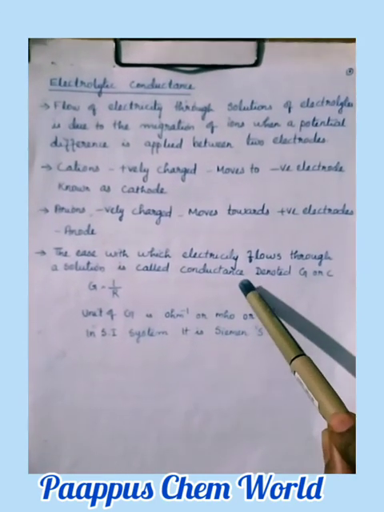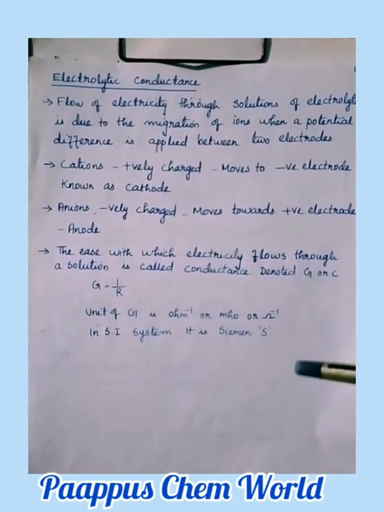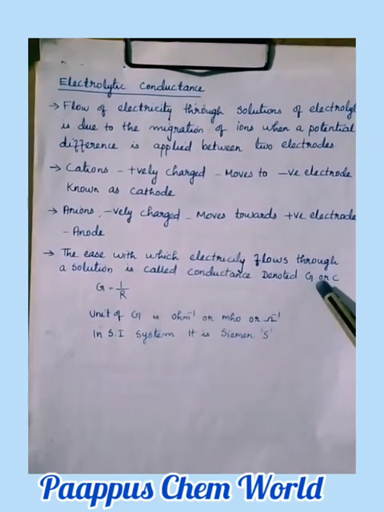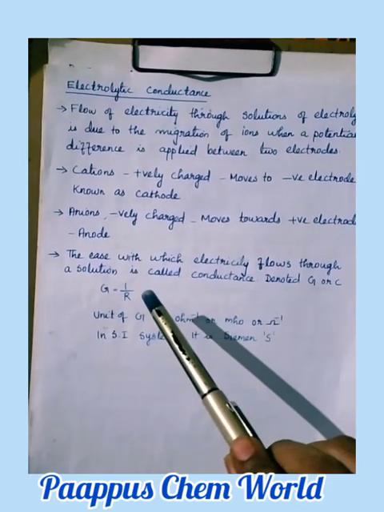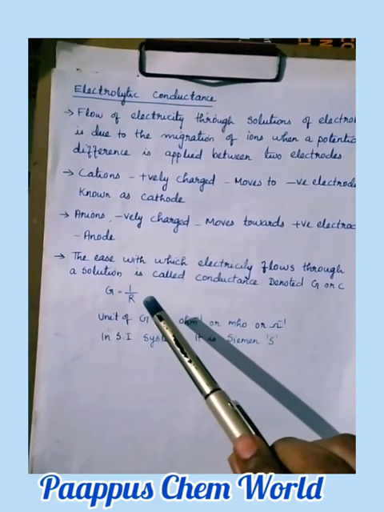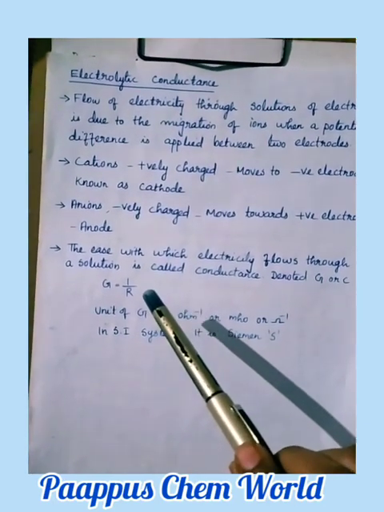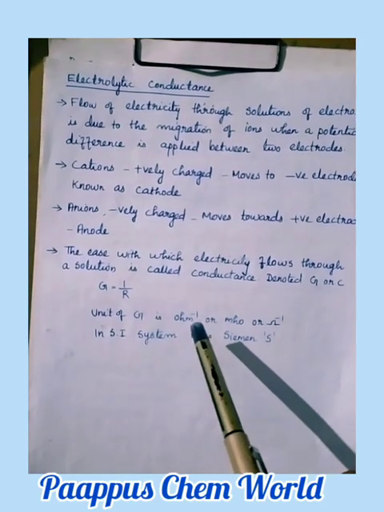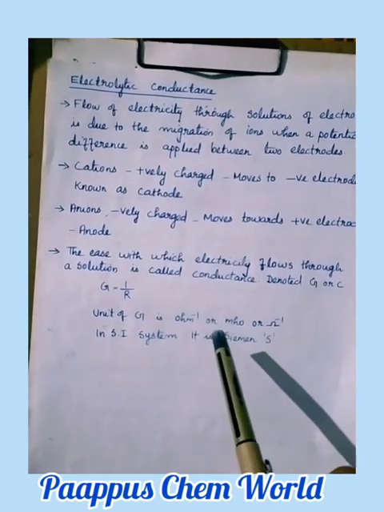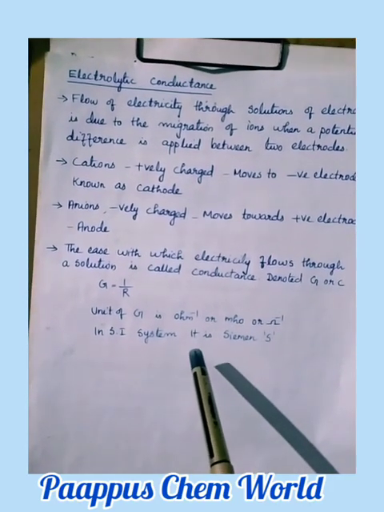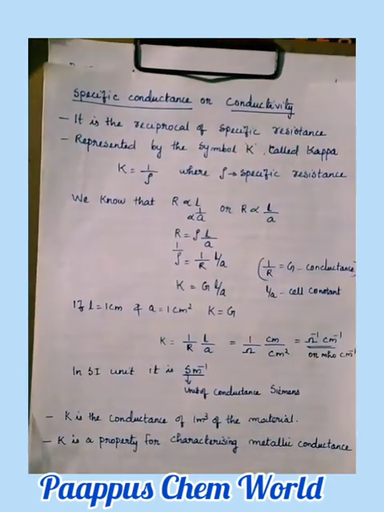The ease with which electricity flows through a solution is known as electrolytic conductance, and it is denoted as G or C. Electrolytic conductance, or simply conductance, is the reciprocal of resistance. Hence we can represent G is equal to 1 by R. We know the unit of resistance is ohm. Hence the unit of conductance G is ohm raised to minus 1, which becomes mho, or in the SI system it becomes Siemens, represented as S.